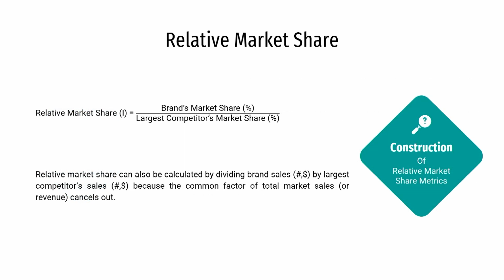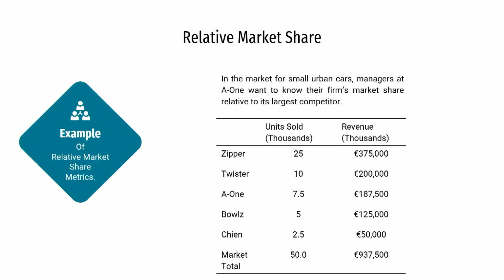So, let us quickly look at the construction of the relative market share. It is the brand's market share divided by the largest competitor's market share. Relative market share can also be calculated by dividing the brand sales by the largest competitor's sales, similar to units market share and revenue market share. Now, let us quickly calculate the relative market share of this particular example, which is taken from the textbook of our course.